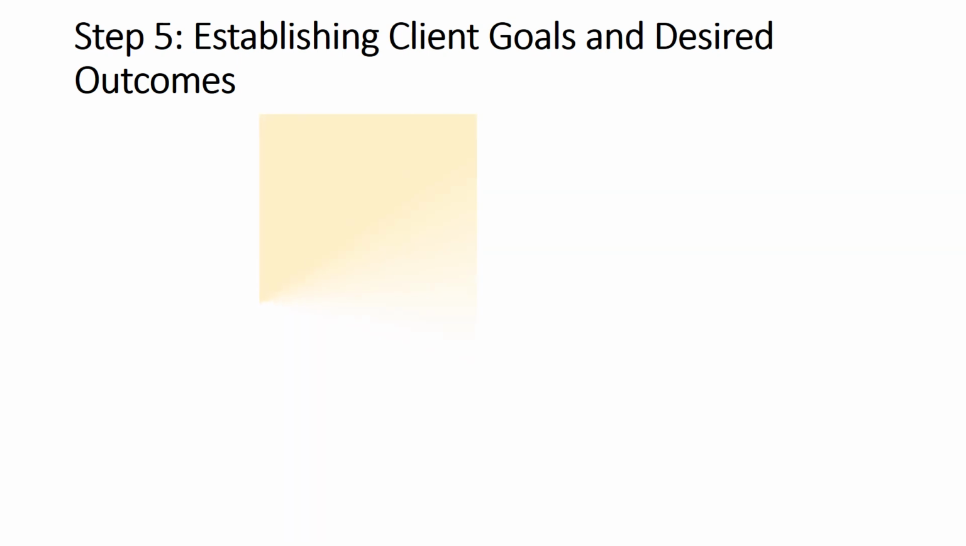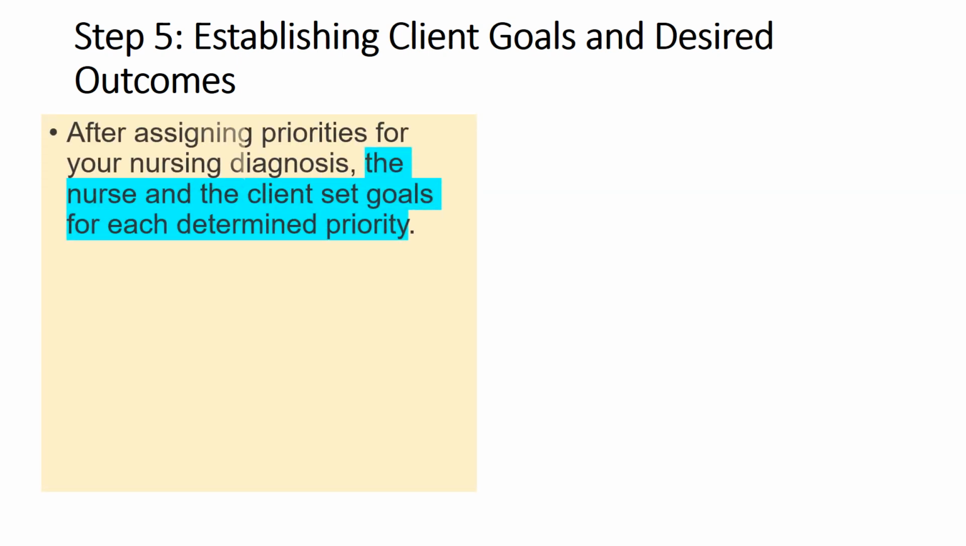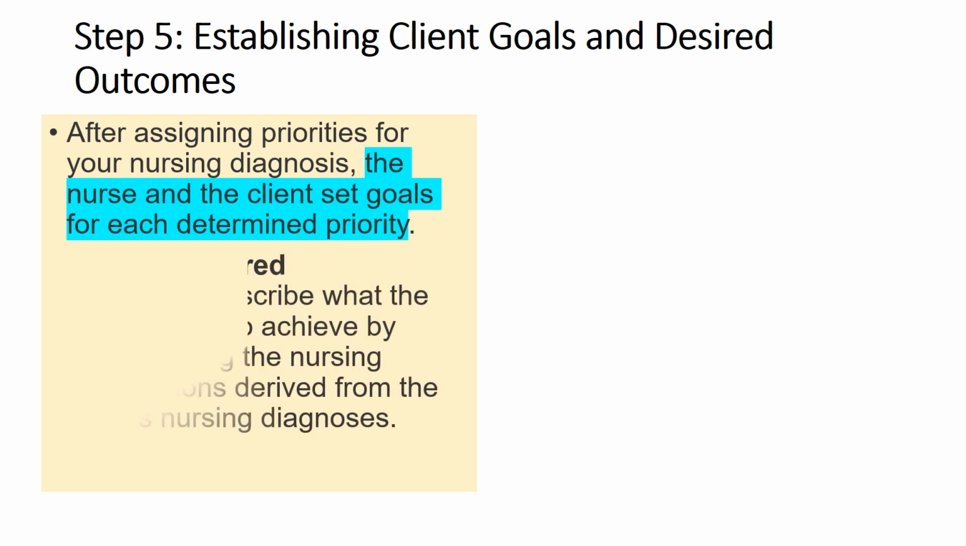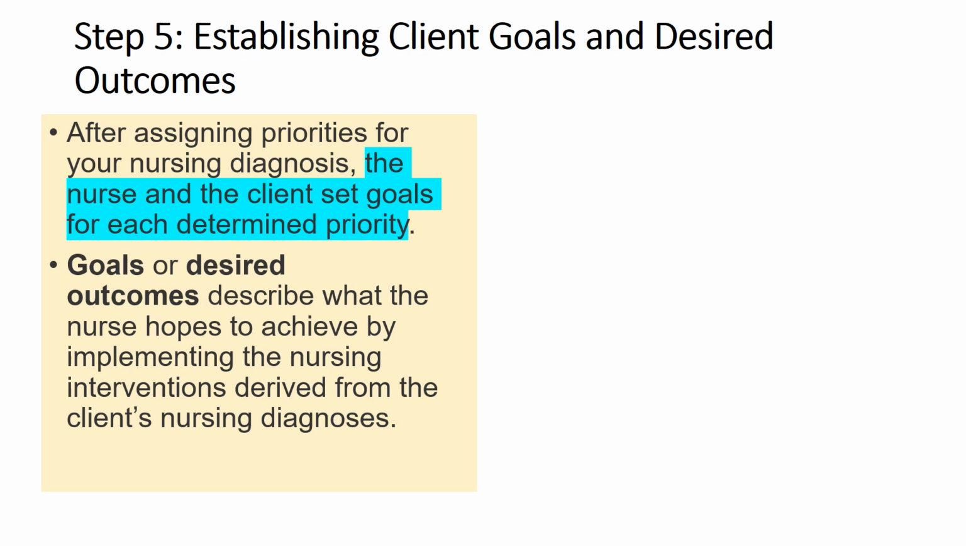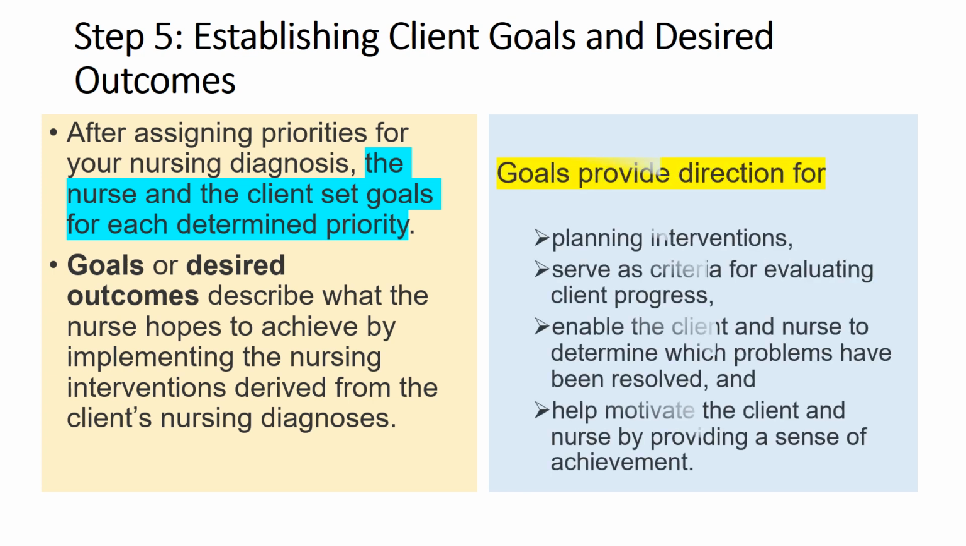Step 5. Establishing client goals and desired outcomes. After assigning priorities for your nursing diagnosis, the nurse and the client set goals for each determined priority. Goals or desired outcomes describe what the nurse hopes to achieve by implementing the nursing interventions derived from the client's nursing diagnosis. The goals provide directions for planning interventions, serve as criteria for evaluating client progress, enable the client and the nurse to determine which problems have been resolved, and help motivate the client and nurse by providing a sense of achievement.